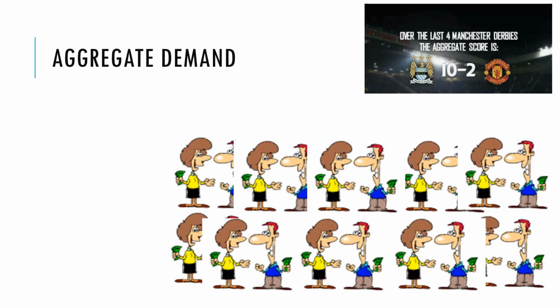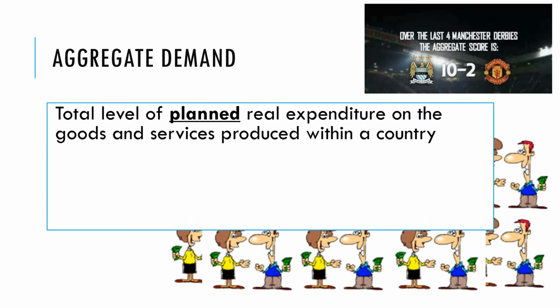So if we relate that now to our economy, aggregate demand is the total level of planned expenditure on goods and services produced within a country. So the key here is it's the amount that businesses and households are willing or planning to spend. Noting that GDP is the actual value of what is spent, whereas aggregate demand is the plans or the intention of how much people and firms are going to spend.